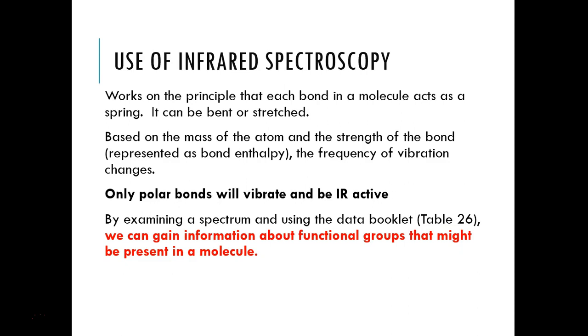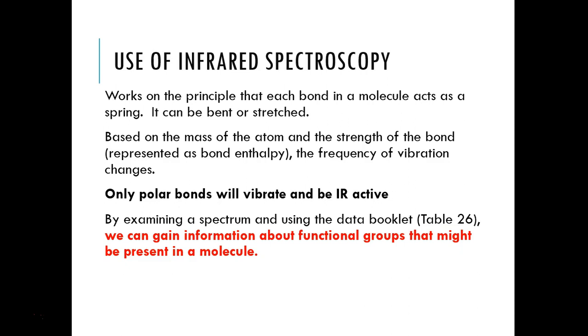So infrared spectroscopy works on the idea that every bond in a molecule is basically a spring that can be bent or stretched. So based on the mass of the atom and the strength of the bond, the frequency of the vibration will change. And so based on the frequency, we can try to figure out what atoms or functional groups we have. Only polar bonds are going to vibrate and be what we call IR active. So if it's nonpolar, we're not going to see anything in the IR spectrum.